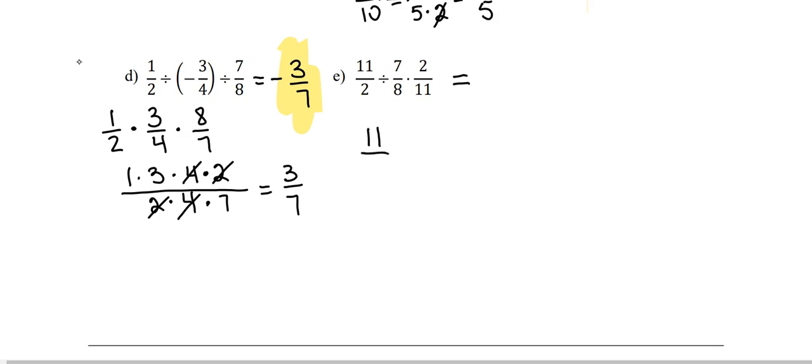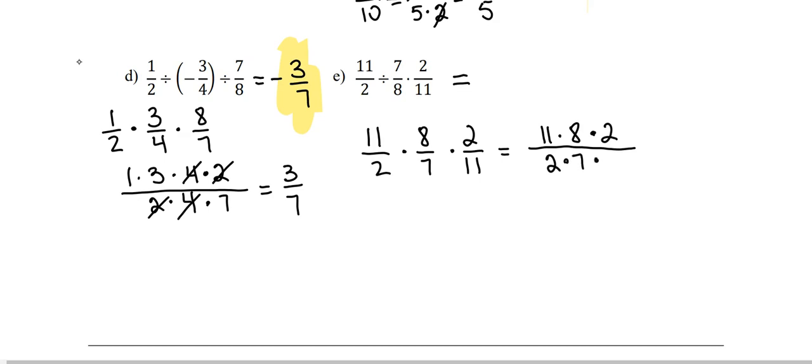So I have 11 over 2 times 8 over 7 times 2 over 11. All right, so all multiplication. Let's go ahead and put it all over the same fraction bar. So 11 times 8 times 2 on top, and we have 2 times 7 times 11 on the bottom. So I have the 2 on top and 2 on the bottom. I have 11 on top, 11 on the bottom. So those cancel each other, and all I have left is 8 over 7, and that is my final answer for this problem, 8 over 7.